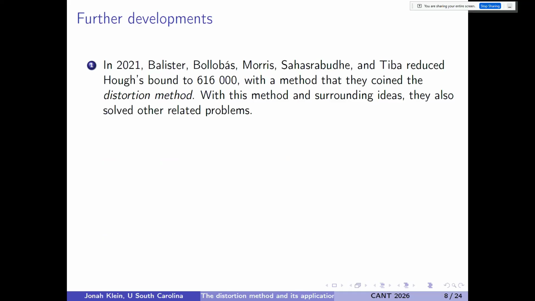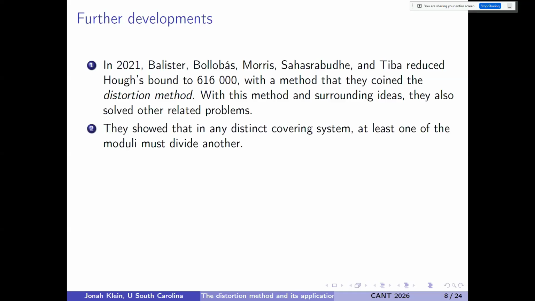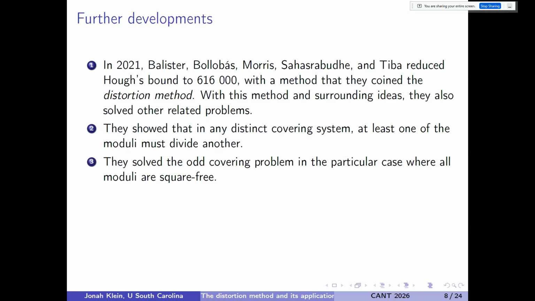Okay, so in 2021, Balister, Bollobás, Morris, Sahasrabudhe, and Tiba improved the bound from 10 to the 16 all the way down to 616,000 with a method that they coined the distortion method. And with that method and surrounding ideas, they solved a number of other related problems. For example, they showed that in any distinct covering system, there's at least one modulus that divides another. They solved the odd covering problem in the particular case where all the moduli are square free.